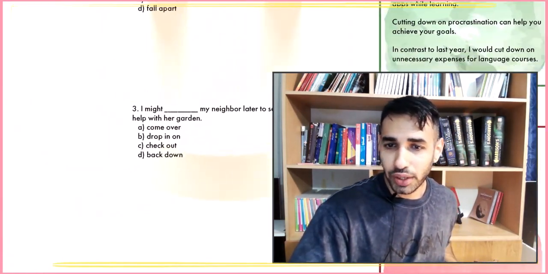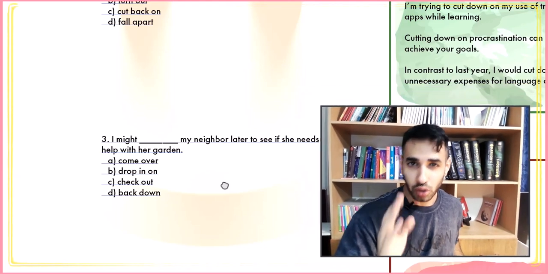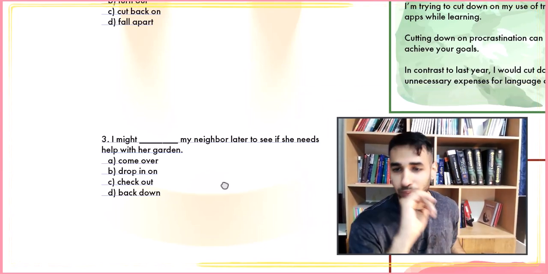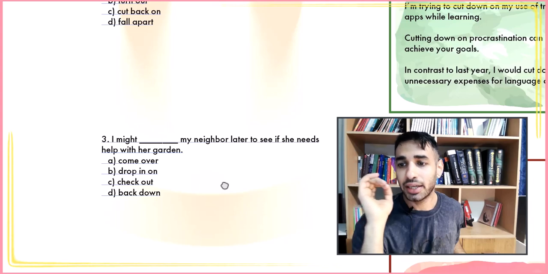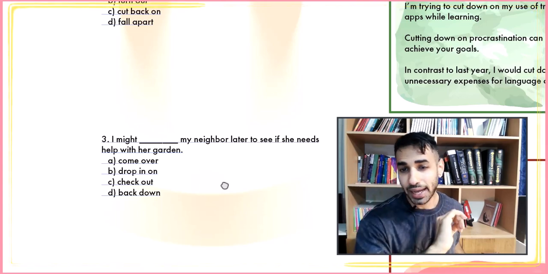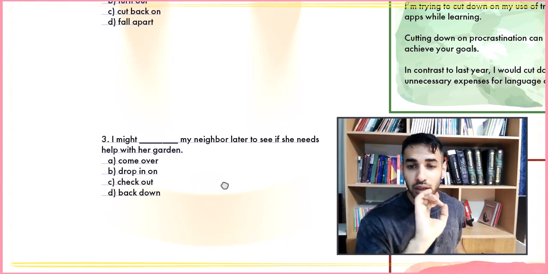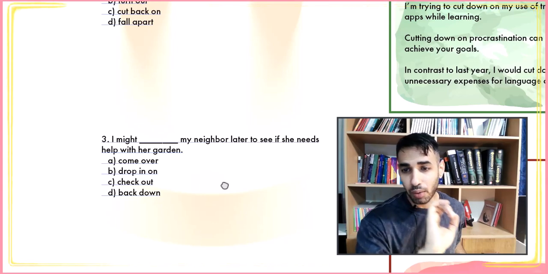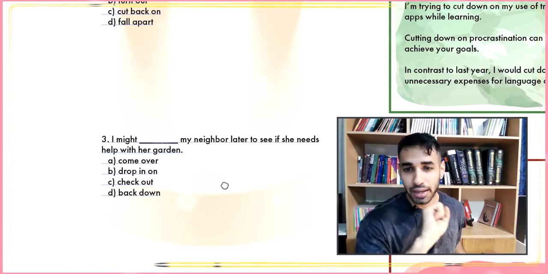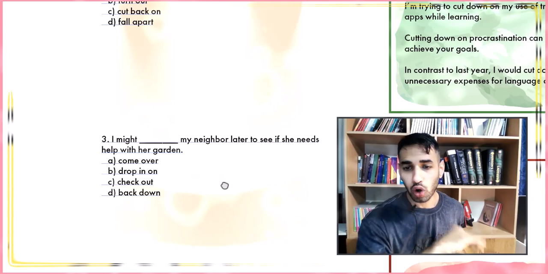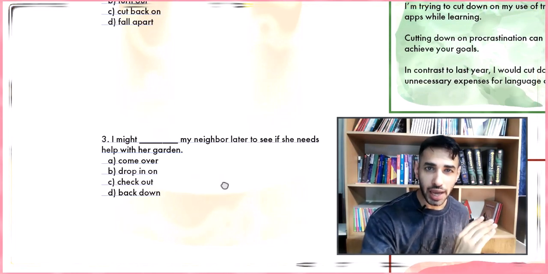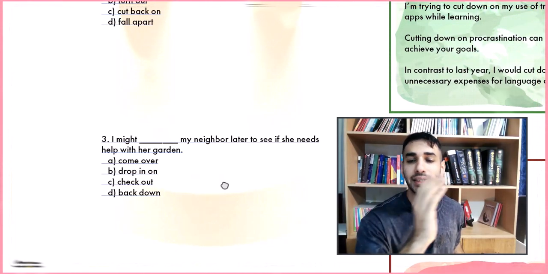And a question for you that I want you to drop your answer in the comment section. I might blank my neighbor later to see if she needs help with the garden. Which one of these phrasal verbs comes with the object my neighbor? Come over my neighbor, drop in on my neighbor, check out my neighbor, or back down my neighbor.